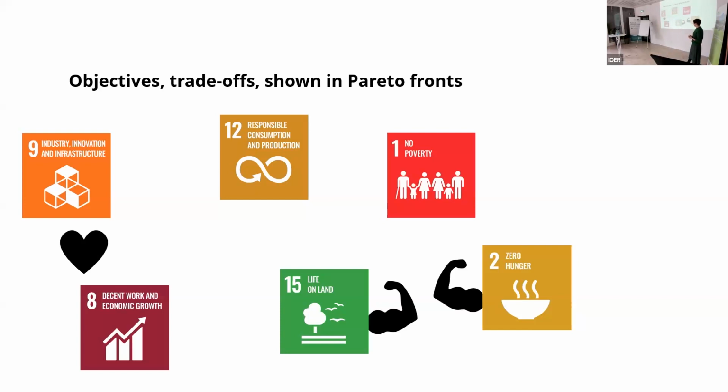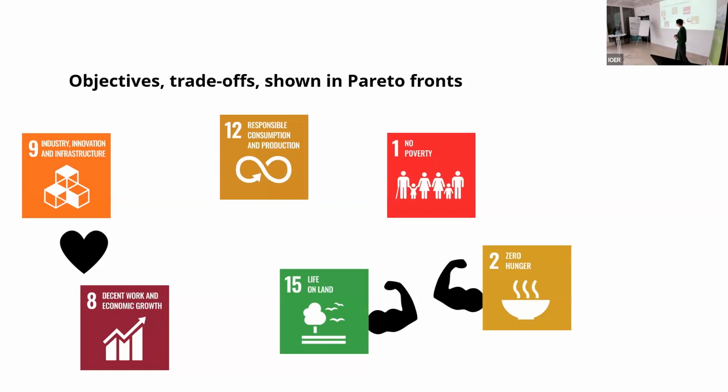However, often there are also conflicts between objectives. For example, zero hunger and life on land, these two objectives may conflict with each other because if we want to have zero hunger, we may need to expand our croplands to produce more food, and that can go at the cost of natural vegetation and thereby decrease life on land. So these two objectives are conflicting with each other. That means that there are trade-offs between them. We cannot maximize both at the same time.